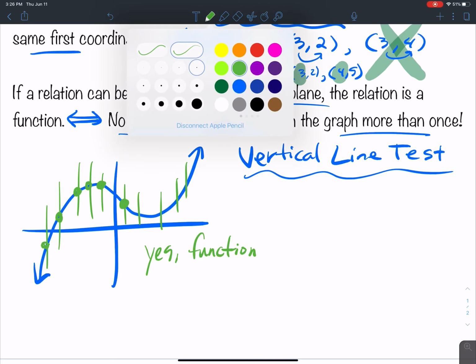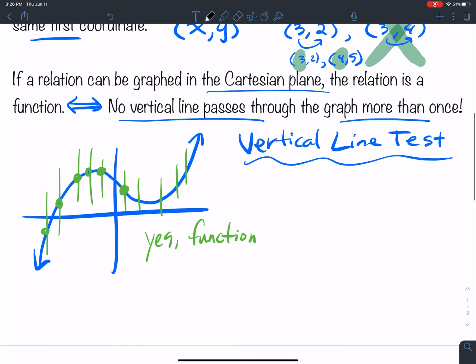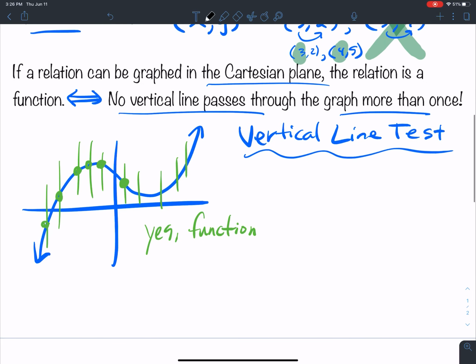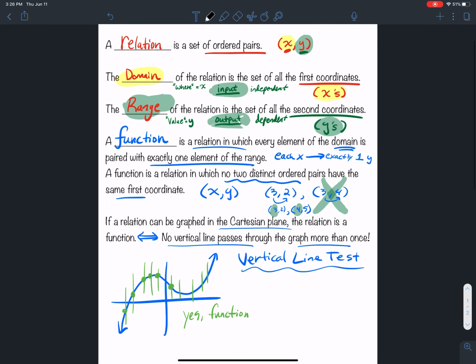So what we're going to do is take some graphs and determine whether they make a function or are just a relation. So that's your introduction. Those are your definitions.